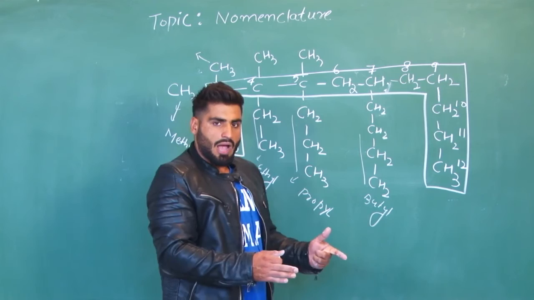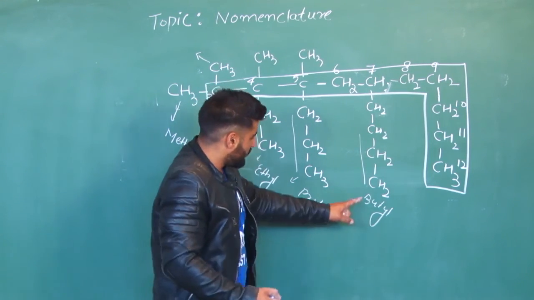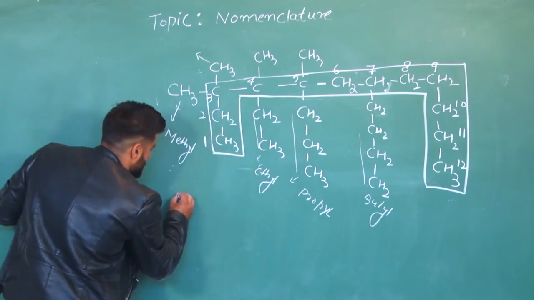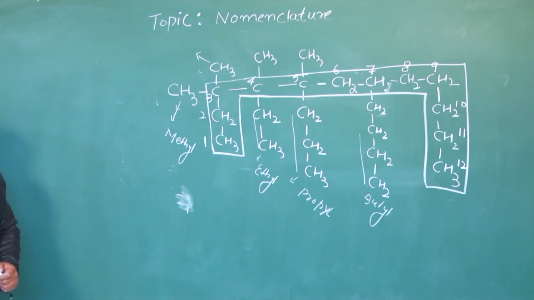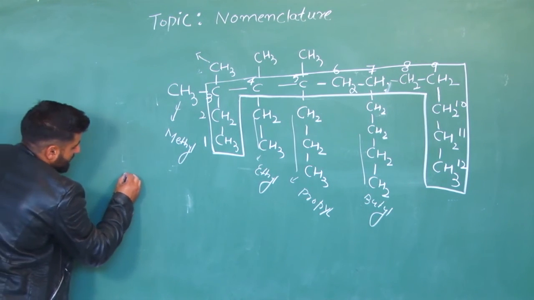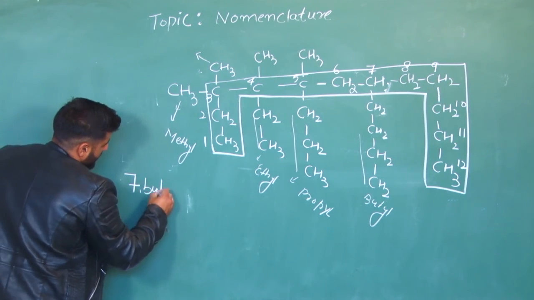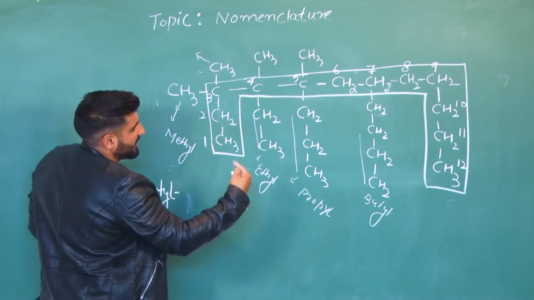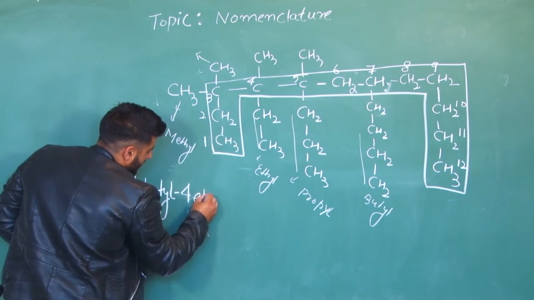Firstly, I will write the prefixes along with their locants in alphabetical order. So first, B, butyl. What is the locant? 7. I'll write here, students, 7-butyl. A, B, C, D, E. I will go with E. At carbon 4, we have ethyl: 4-ethyl.